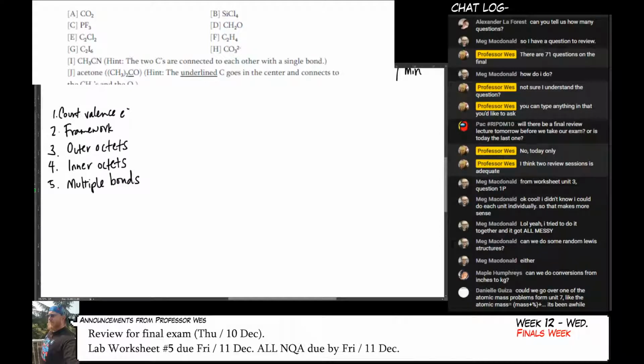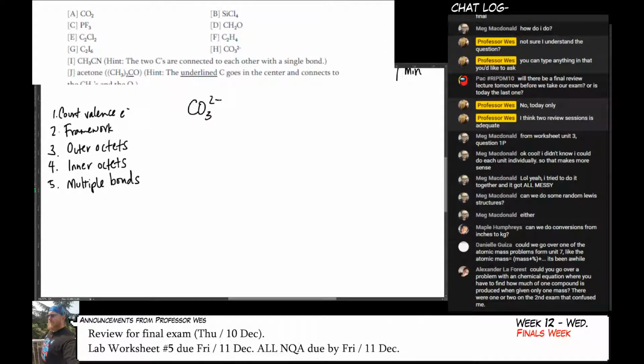So I'm going to pick, let's do carbonate, because that's an exciting one. We're going to apply that to all of the rules. So we're going to start by counting valence electrons. So grab your periodic table. Carbon has 4 valence electrons. Oxygen has 6 valence electrons, and there are 3 of them. And then this thing right here, to make something negatively charged, you have to give it extra electrons. 2 extra electrons.